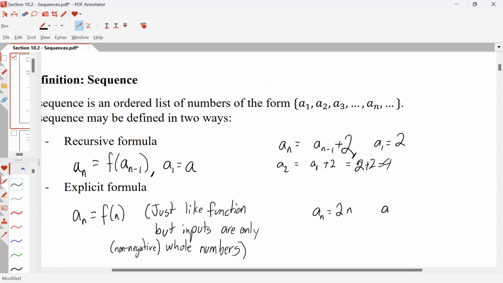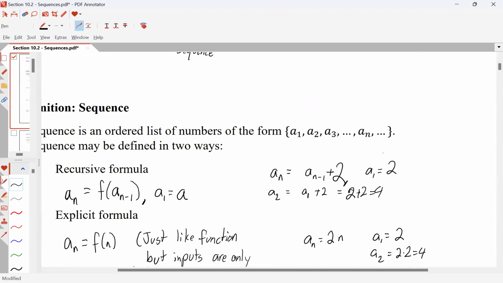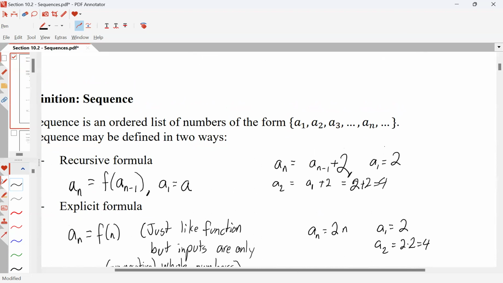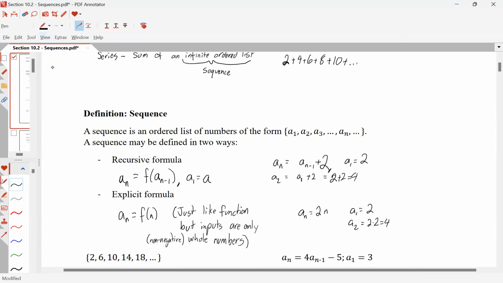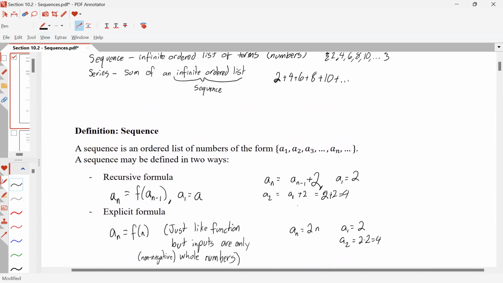So once again, a sub 1 would equal 2. A sub 2 would equal 2 times 2. And so on. So sometimes the easiest thing to work with is going to be the explicit formula. Sometimes the easiest thing to work with will be the recursive formula.